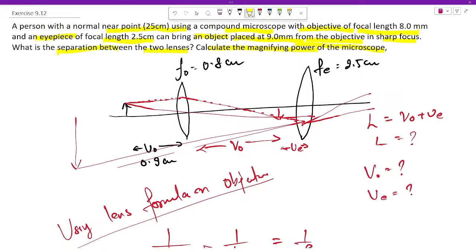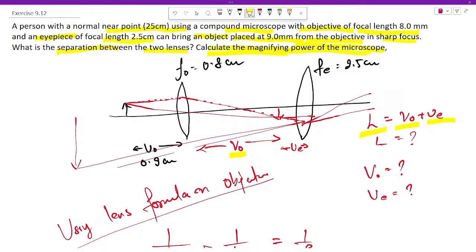So in order to get the length between these two lenses, we will have to find out the distance between the image created by the objective, that is V naught, and the distance between the image and that eyepiece lens, or we can term it as object distance, UE. So length will be composed of V0, that is the image distance between the objective lens and the image, and UE, that is the object distance from the eyepiece. That will give us the answer. Now we have to also calculate the magnifying power of the microscope.